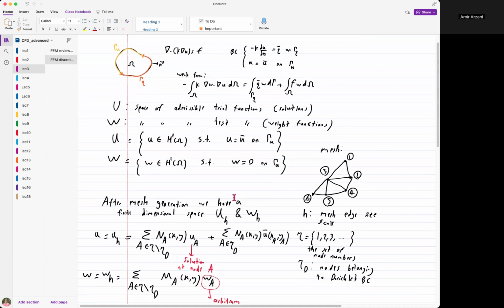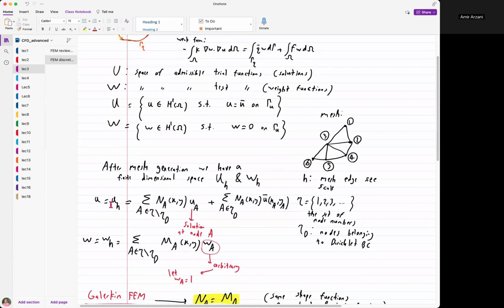So now, after we discretize our mesh, something like this, these U and W spaces become finite dimensional spaces because now we're in a discretized space. We use this subscript h to denote that we're talking about the discretized version, and h represents the mesh size scale. So now we can write our discretized solution u_h as the sum of multiplications between the shape functions and the nodal values, what we just talked about.